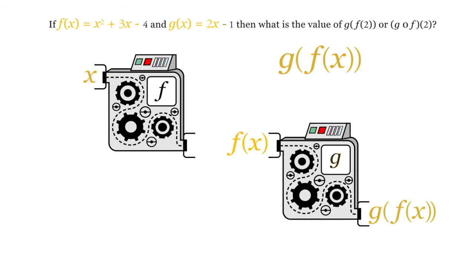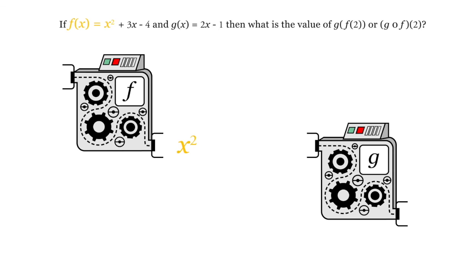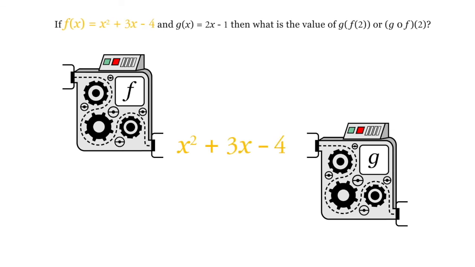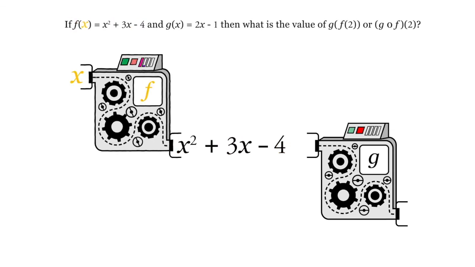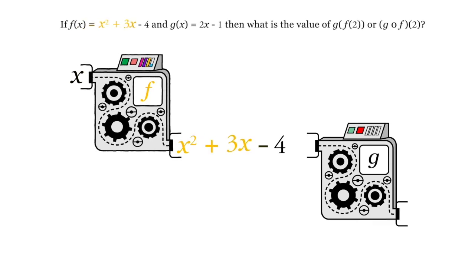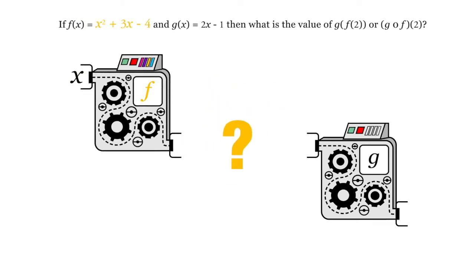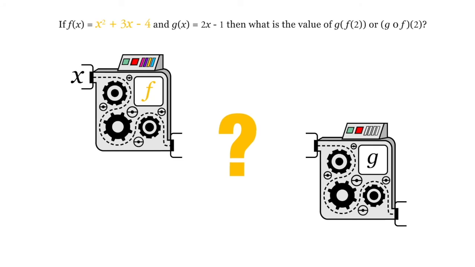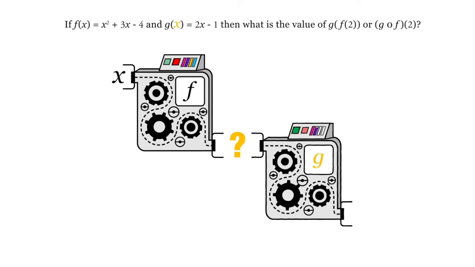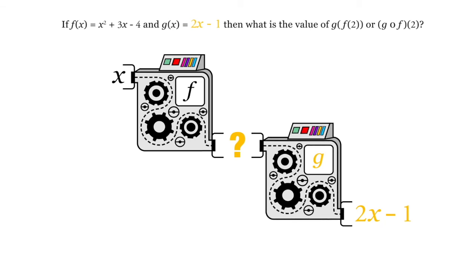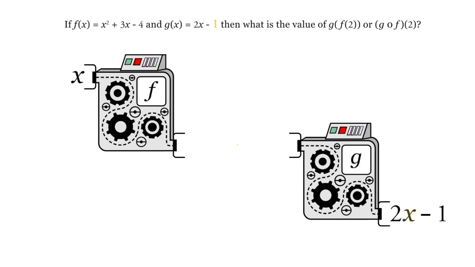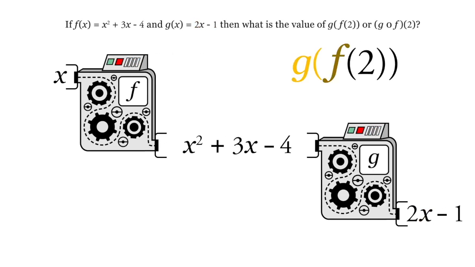Now f of x we're told is equal to x squared plus 3x minus 4. So we're going to put in an x. We're going to get out x squared plus 3x minus 4. And whatever the number that winds up equaling, we're going to put that back through the g machine, and then we'll get some other number, which is 2x minus 1 for g. So it's not our original x, it's whatever was spit out of here. So they're asking for g of f of 2.